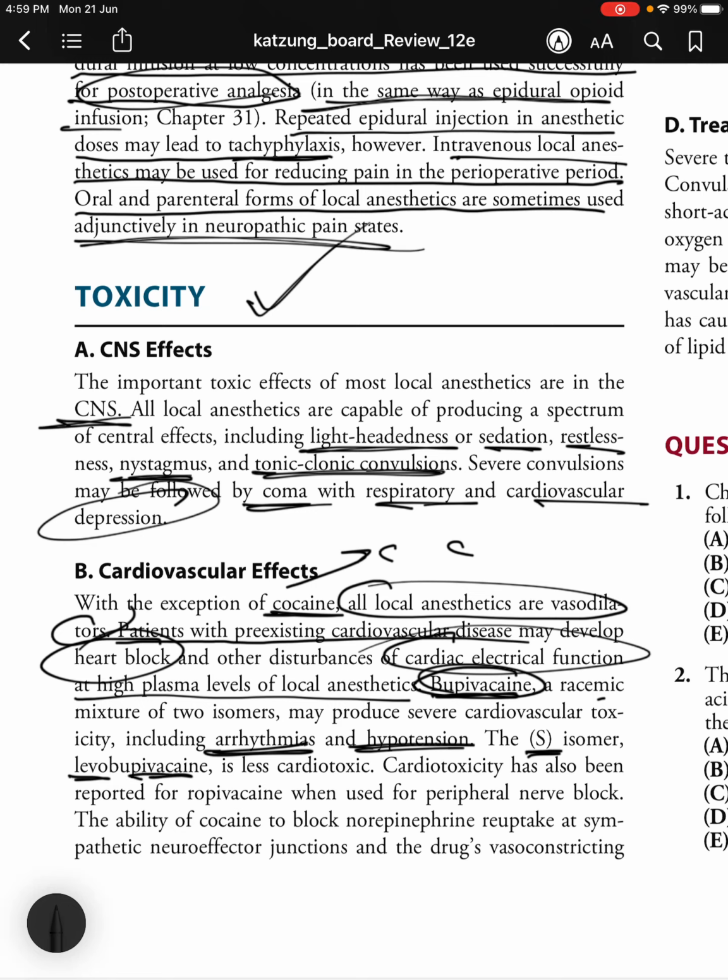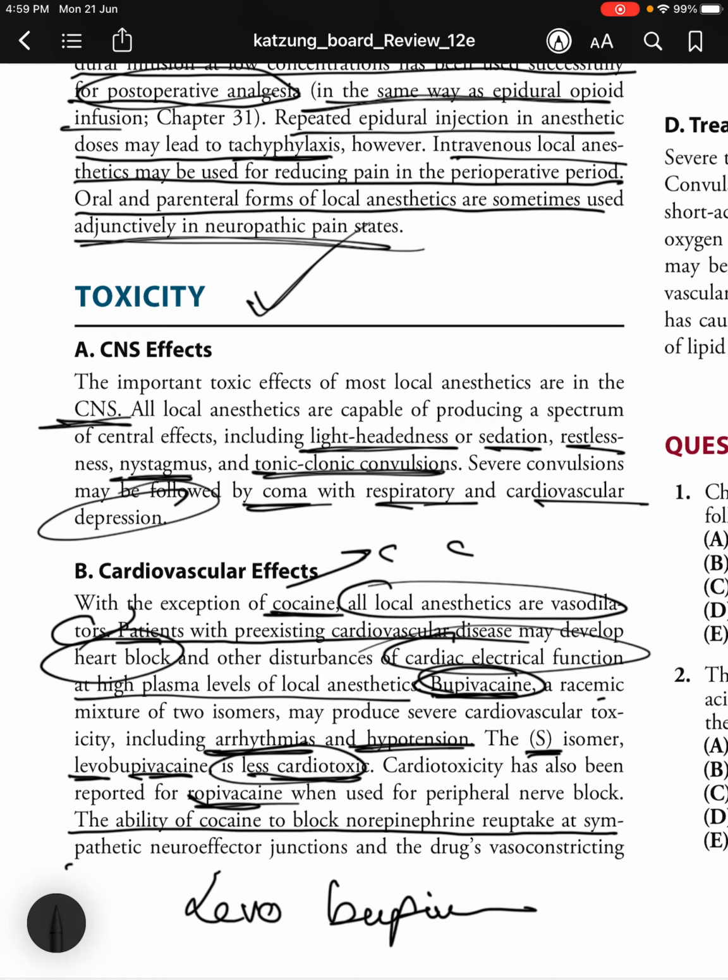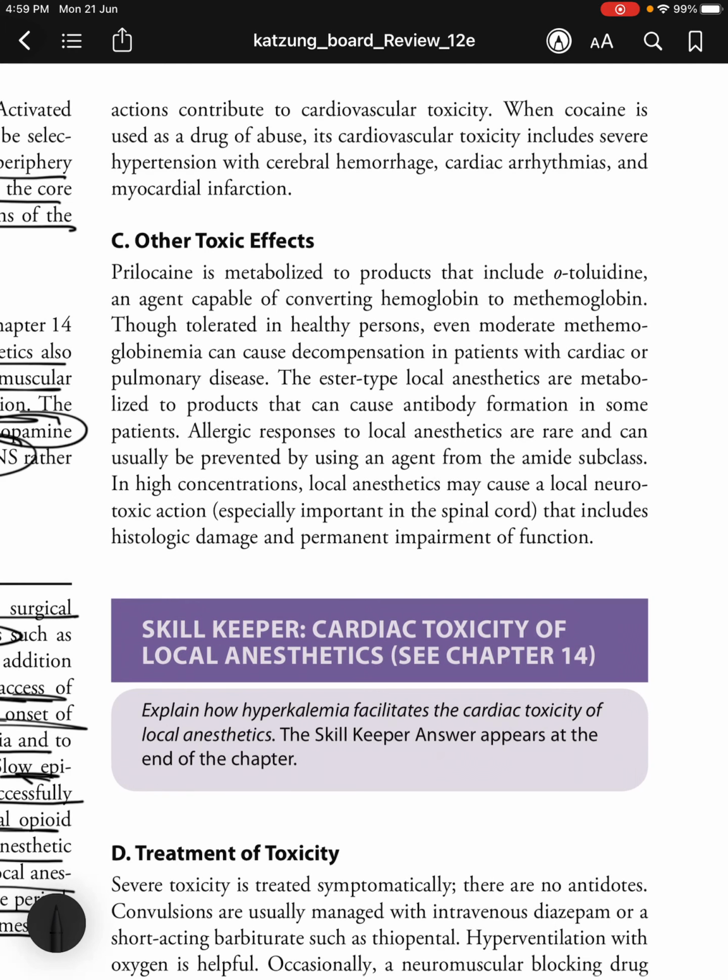The S isomer, levobupivacaine, is less cardiotoxic. So, cardiotoxicity has also been reported for ropivacaine when used for peripheral nerve block. The ability of cocaine to block norepinephrine reuptake at sympathetic neuroeffector junctions and the drug's vasoconstricting actions contributed to cardiovascular toxicity.